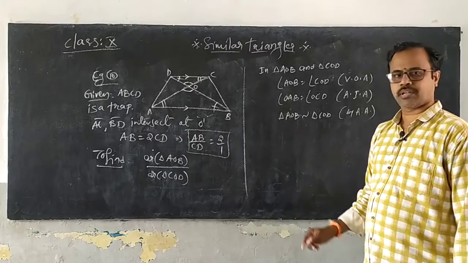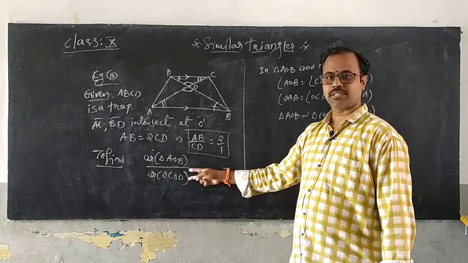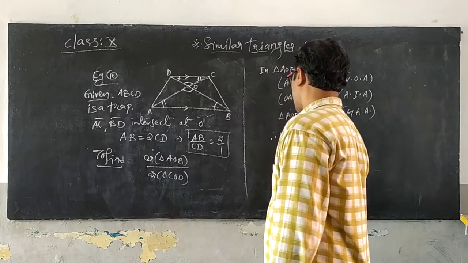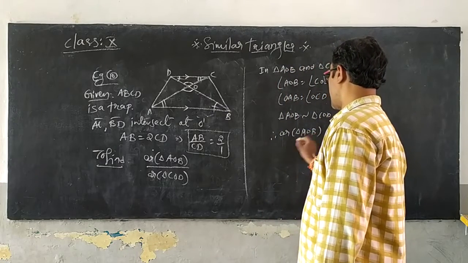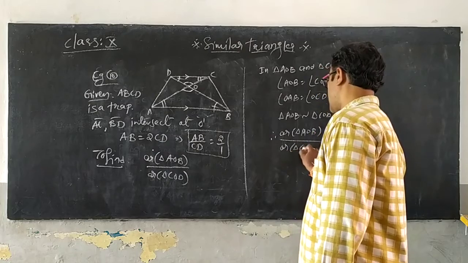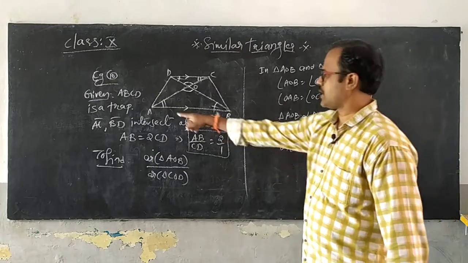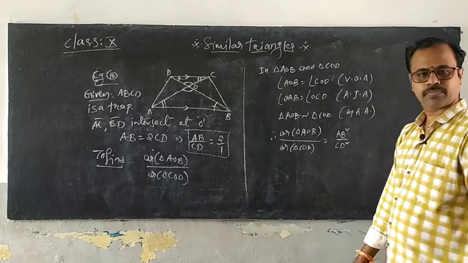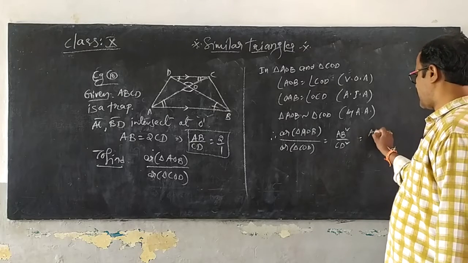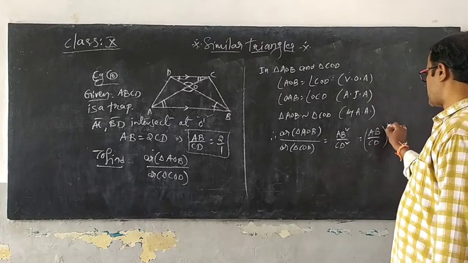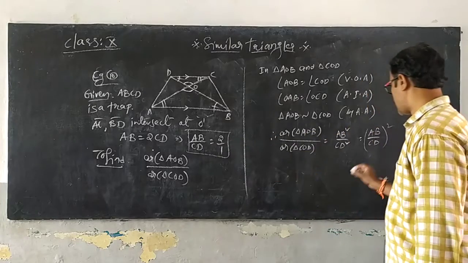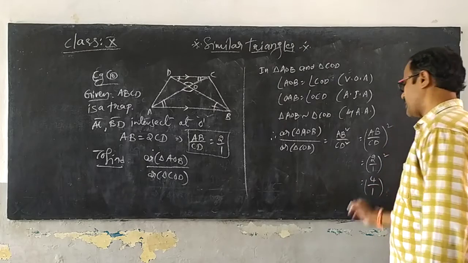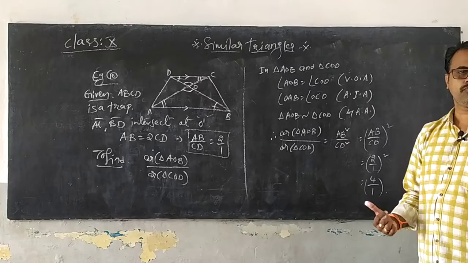When two triangles are similar, what do you say? The ratio of the areas is equal to the squares of their corresponding sides. Very good, Nana. Therefore, area of triangle AOB by area of triangle COD is equal to, the sides are AB and DC, so AB square by CD square. You can take square common: AB by CD whole square. So, here AB by CD is 2 by 1. So, 2 by 1 whole square, which is equal to 4 by 1. So, the ratio is 4:1.